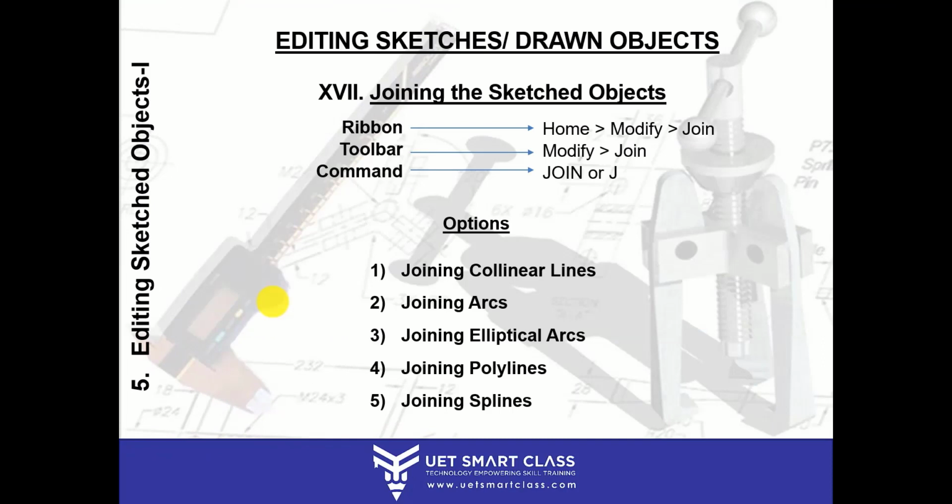Now I'll come to joining. As you can break a line, you can join as well. Okay, but remember, it can only join collinear lines. Okay, if there is a gap, it will fill the gap. See, I'll show you. First, understand. You can invoke this tool through ribbon, home, modify, join, toolbar. In modify toolbar, join, and in command you can type join or J enter. So you can join collinear lines, arcs, elliptical arcs, polylines, splines, any kind of lines.